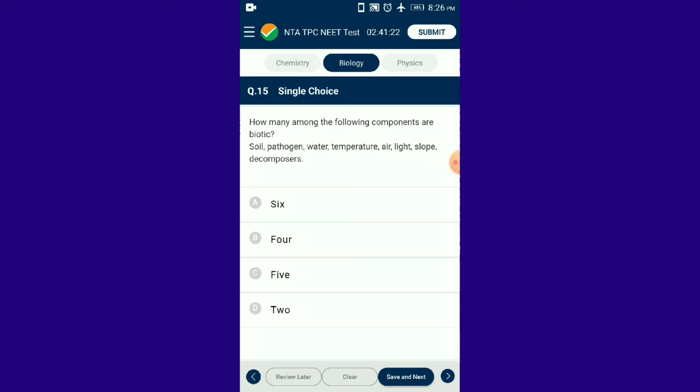From the given, pathogen and decomposers are biotic. So the answer for this question is option D, 2.